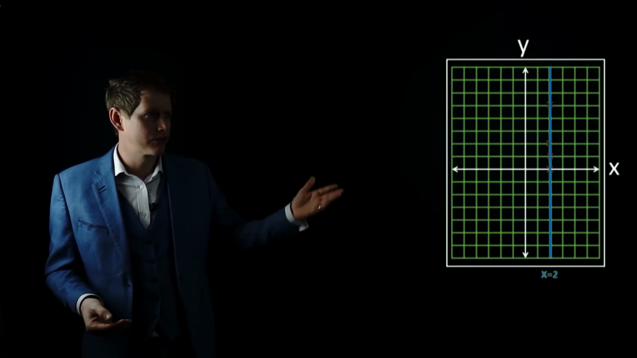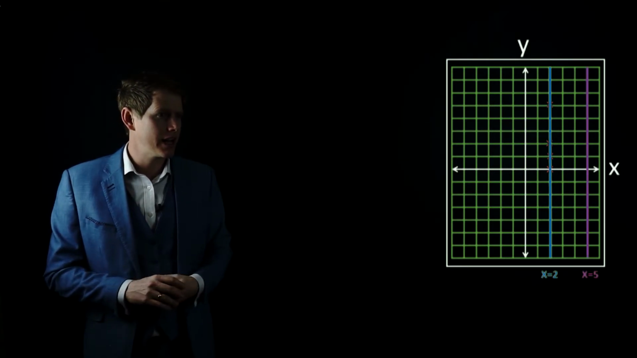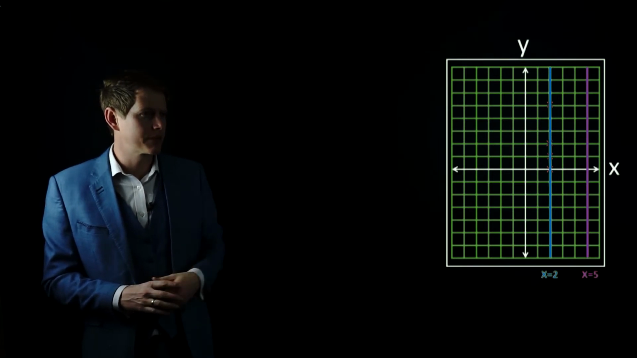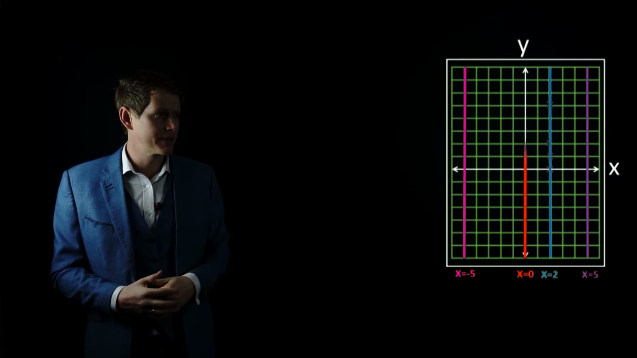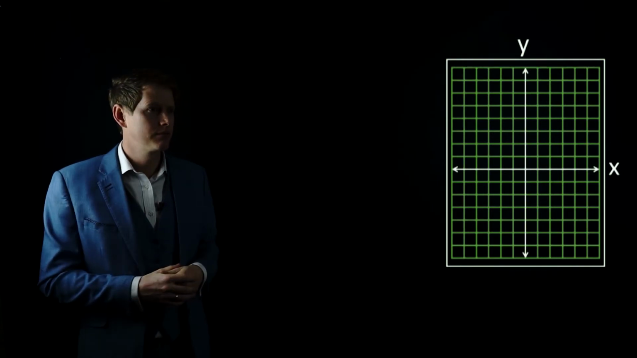x equals 5 would look something like this. x equals minus 5 would look something like this. And x equals 0 would look something like this. But what about this one?